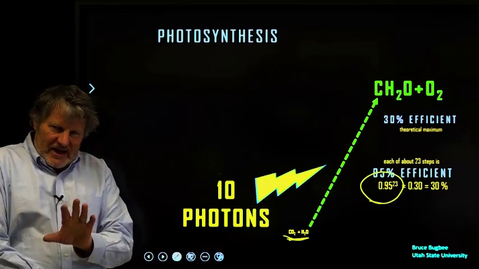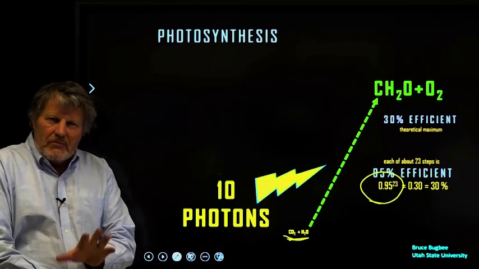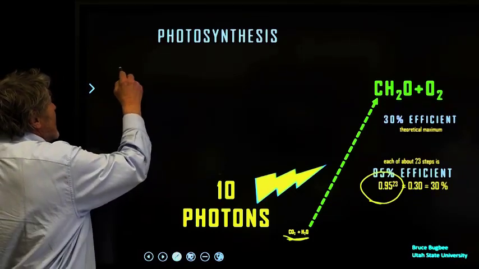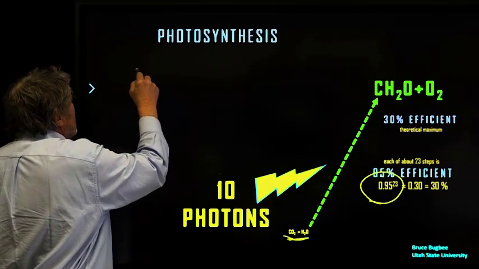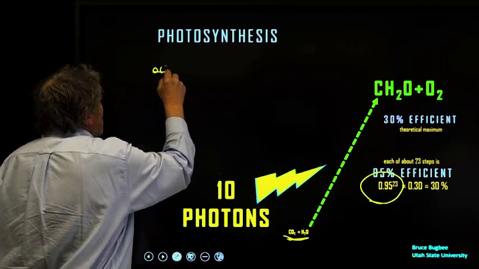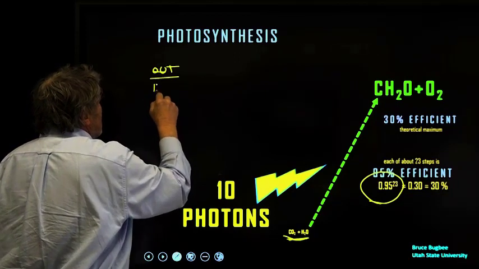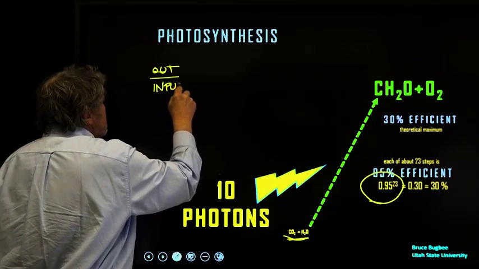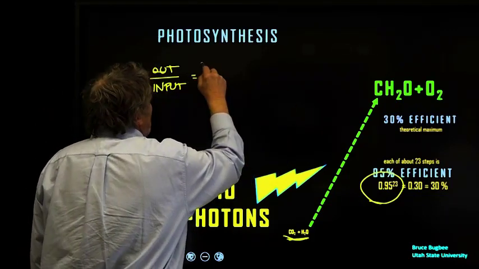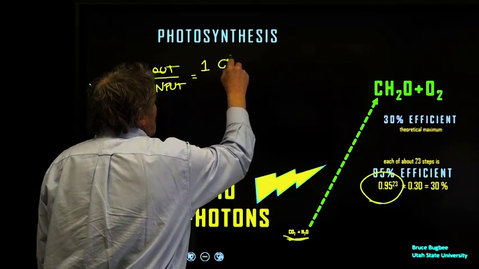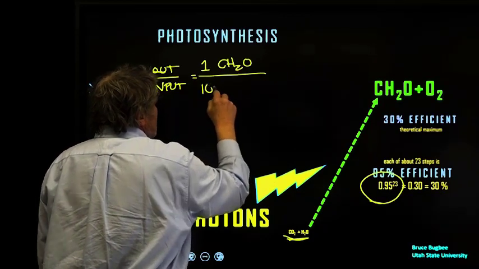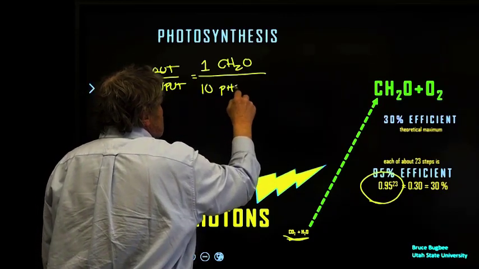Let me work through the math in this. This is some real simple math, and once you see it, you'll get it. Remember, we have output. Let's see, where can I write on here? Output, I'm going to put output over input. The output is 1 CH2O, and the input is 10 photons.